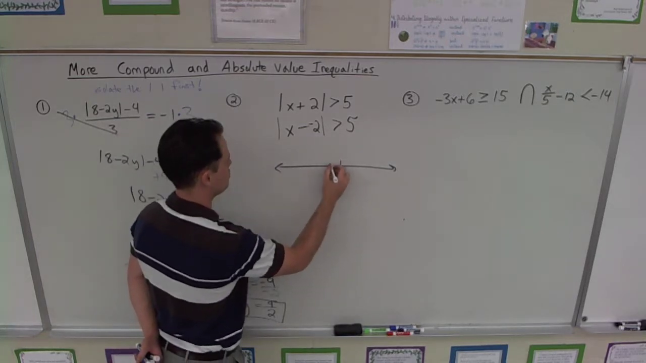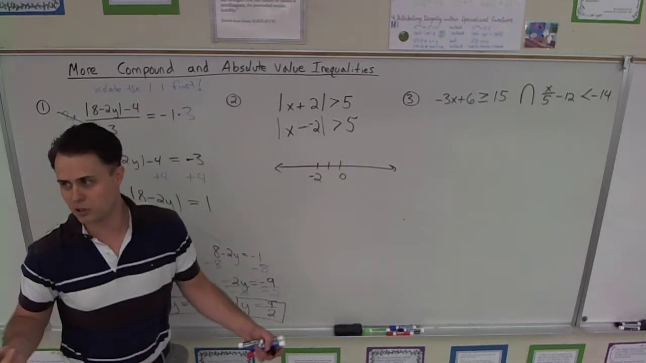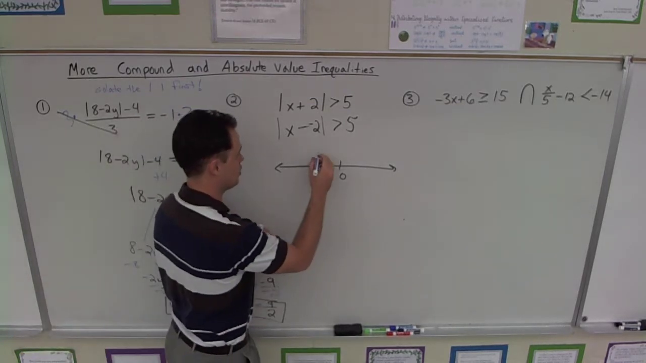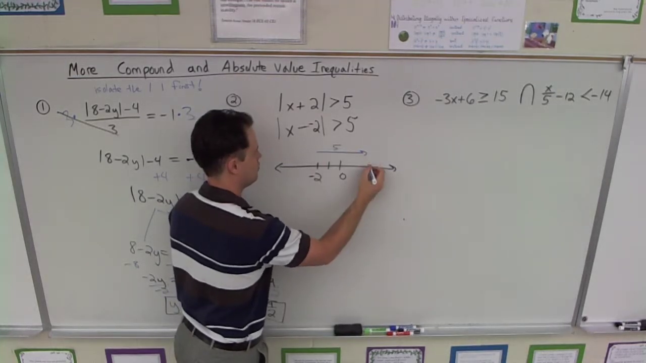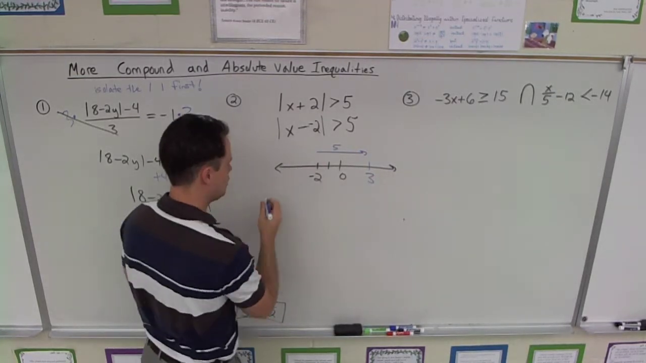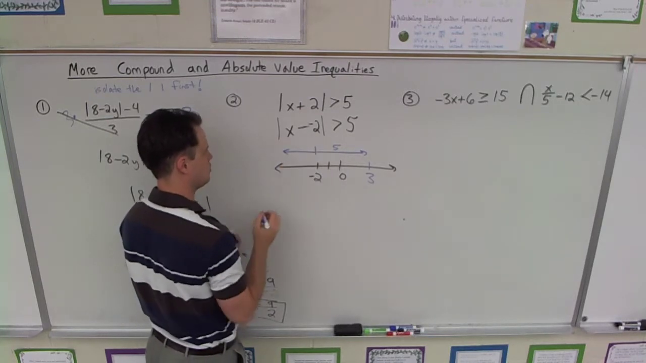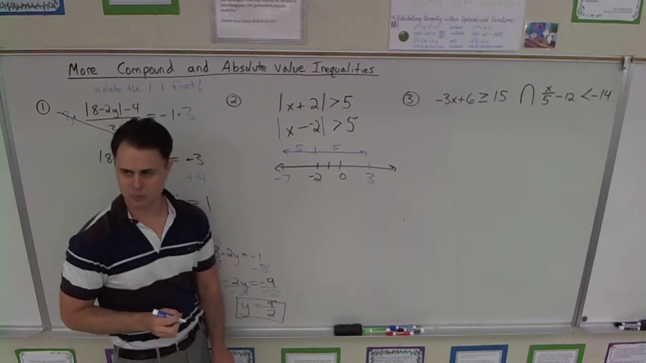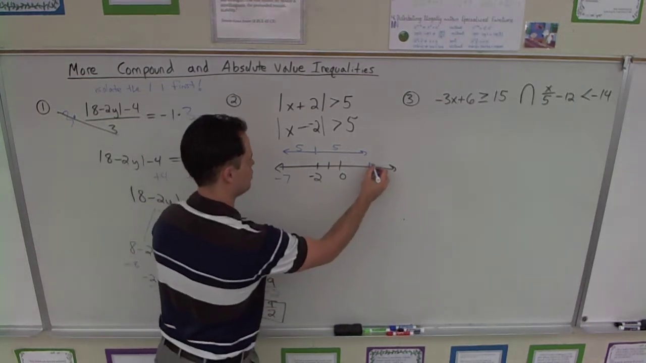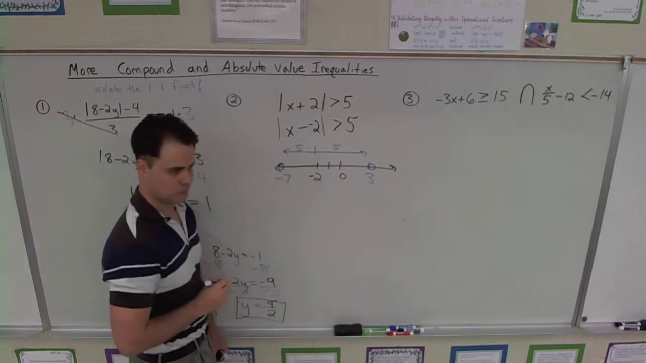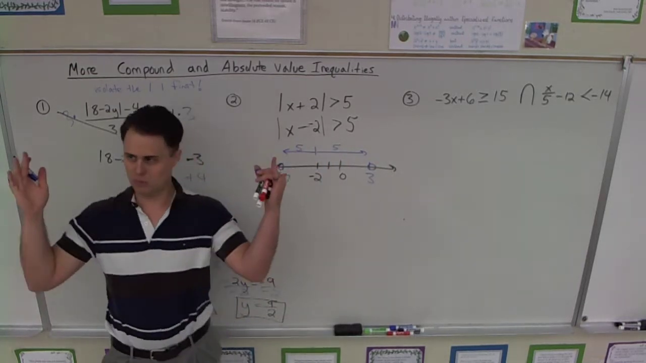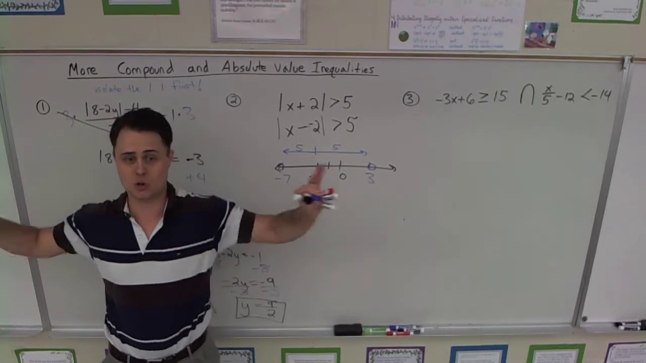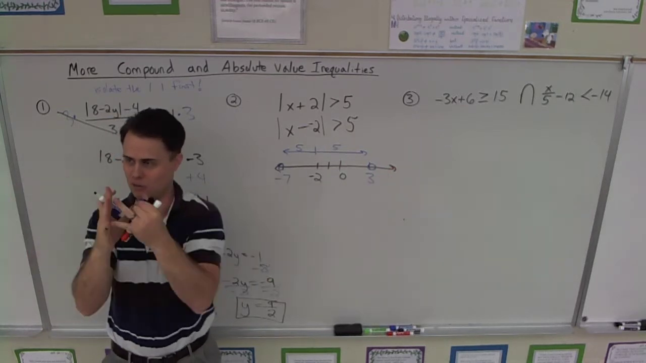So I think 0 is here, -2 is here. How far are we supposed to go from -2? 5? We're supposed to be more than 5. So I'll start out by just going 5. That's 3, right? And 5 this way is going to be -7. Open or closed circles, ladies and gentlemen? Open on both edges, right? Because there's no equals there. And I want to shade more than or less than. More than is that way. Less than would be that way.